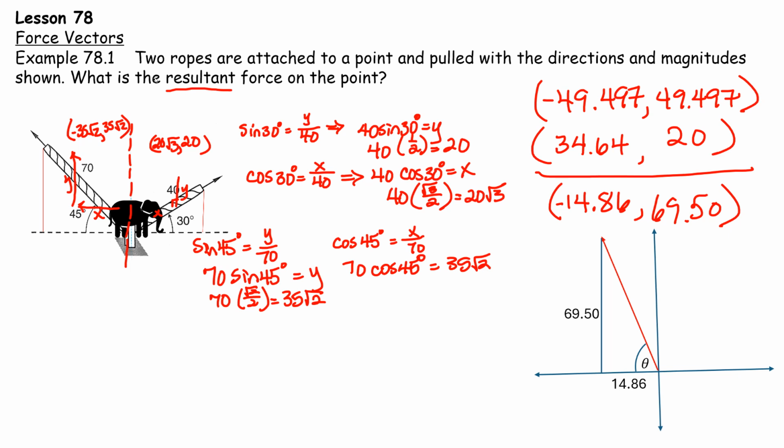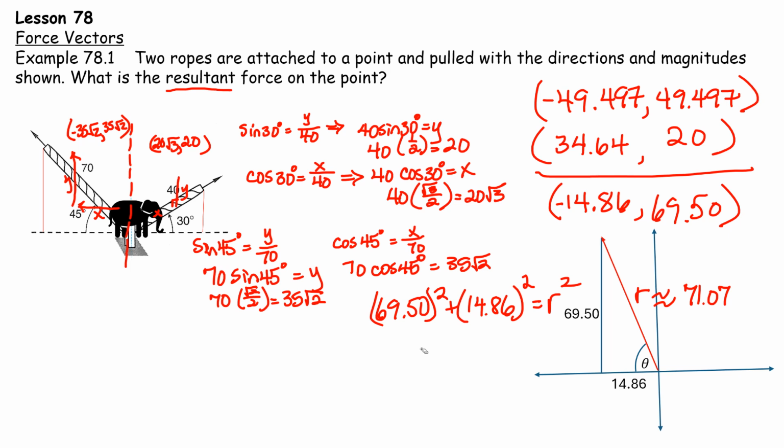So now we're going to use tangent to find out what theta is, and we can use the Pythagorean theorem to find out the value of the hypotenuse, which we will call r. So we'll use the Pythagorean theorem first. So 69.50 squared plus 14.86 squared is equal to r squared. And if you punch that into your calculator, you have 69.5 squared plus 14.86 squared equals, and take the square root, and you're going to get that r is about 71.07.